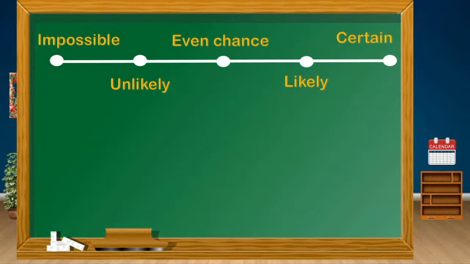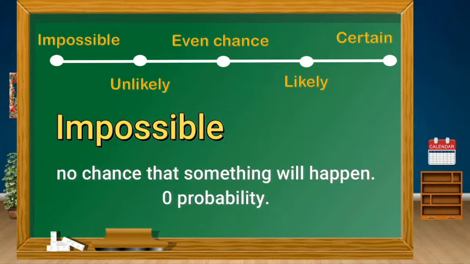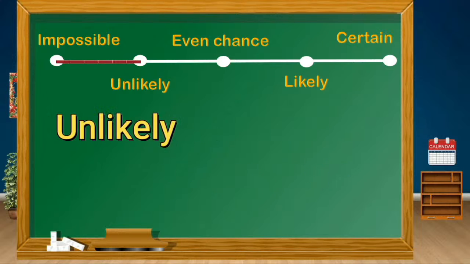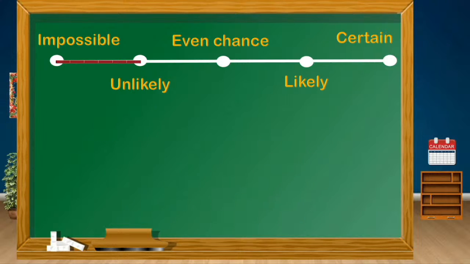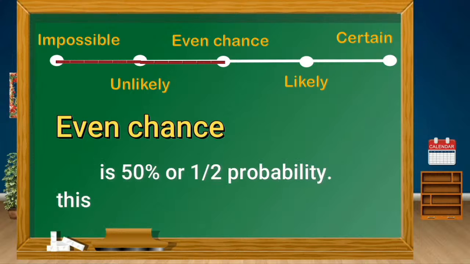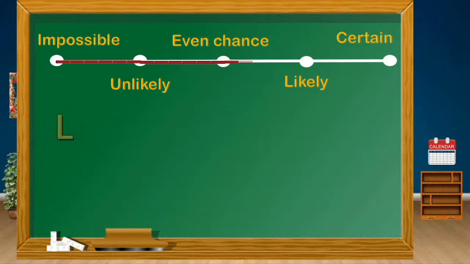Let us look at the probability line. Impossible. There is no chance that something will happen. It is 0 probability. Unlikely. It is 25% probability or 1/4. There is a small chance that something will happen. Even chance is 50% or 1/2 probability. This is also called a 50-50 chance.